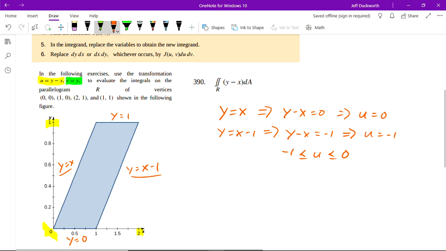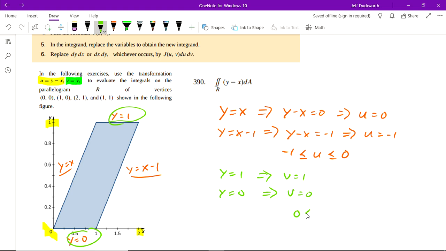All right, so let's take a look at this one here. If I take y equals 1, since y is equal to v, that simply means v equals 1. And our lower one, y equals 0, that simply means v equals 0. So similarly, we're going to go 0 less than or equal to v less than or equal to 1. And those are the different variables for the integrands that we're going to have there.